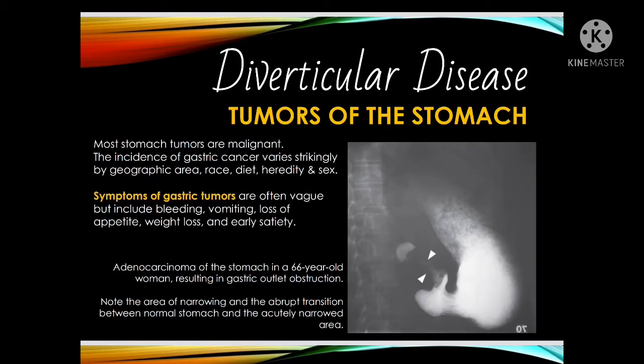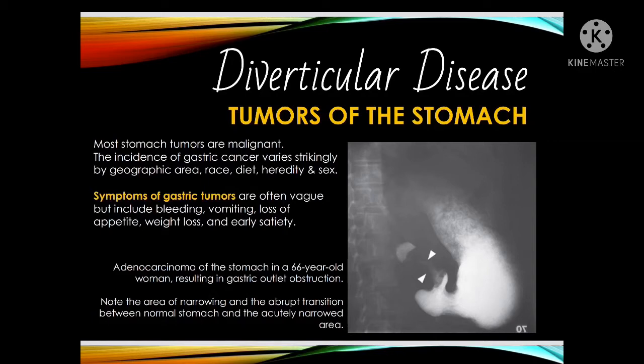Next is the tumors of the stomach. Most stomach tumors are malignant, and the outstanding preponderance of these are adenocarcinomas. The incidence of gastric cancer varies strikingly by geographic area, race, diet, heredity, and sex. Most gastric carcinomas develop in the pyloric and antrum regions, particularly along the lesser curvature. The most appropriate primary diagnostic procedure is an upper GI endoscopy with biopsy. Endoscopy is often followed by a fluoroscopic upper GI series.